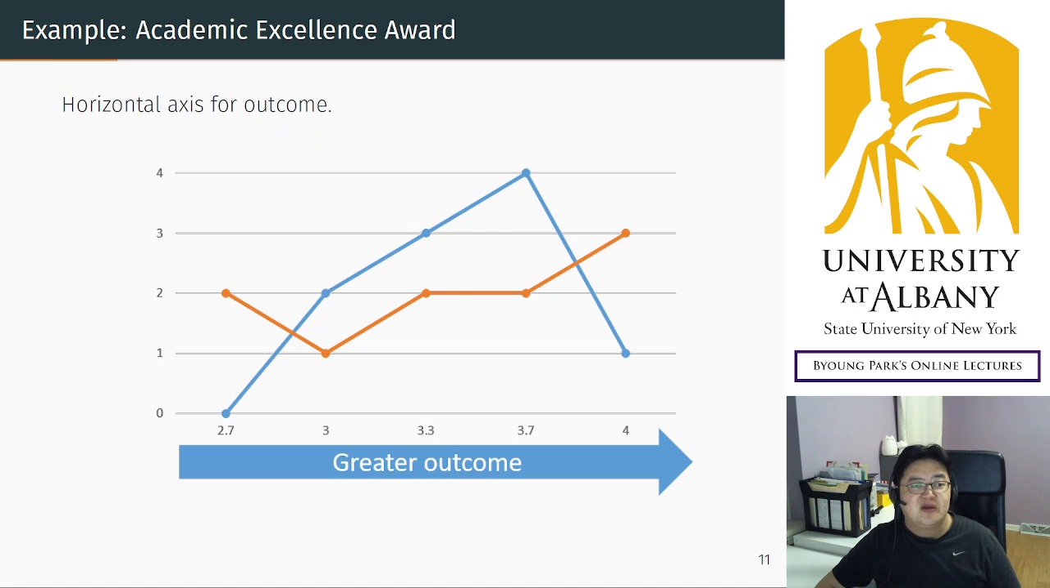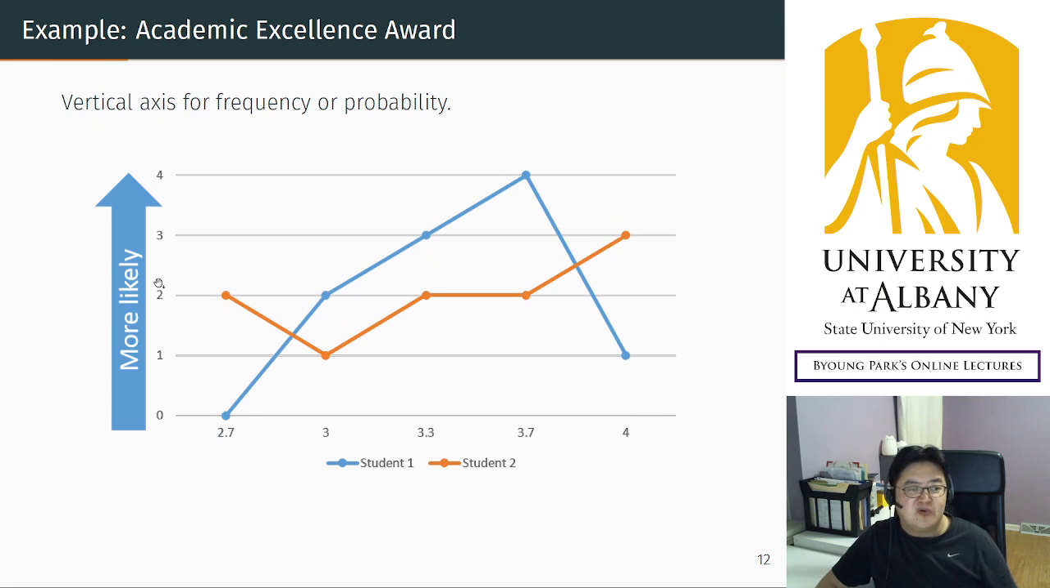Let me just explain what happened. As the outcome gets larger, the greater outcomes go like this in a histogram, and the vertical axis shows frequency. You may replace the frequency with probability. The shape does not change. Basically, probability is calculated based on the frequency. So this is how we interpret a histogram, but it does not show you who's better.